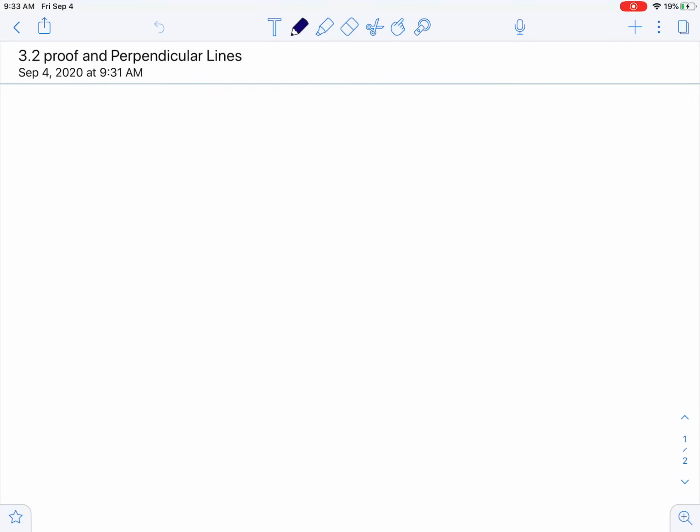All right, 3.2 is going to go over proof and perpendicular lines. So we have a couple theorems to talk about before we get into our examples. So the first one, and I'm going to shorthand it, is theorem 3.1. That's what we're going to call it, okay? The THRM is theorem for me.